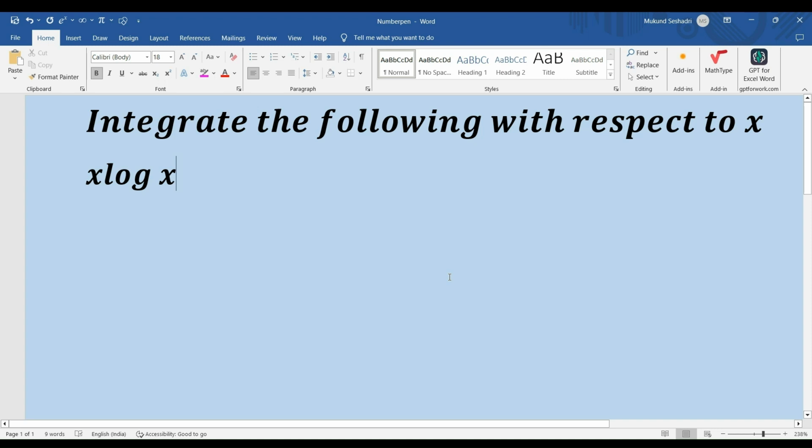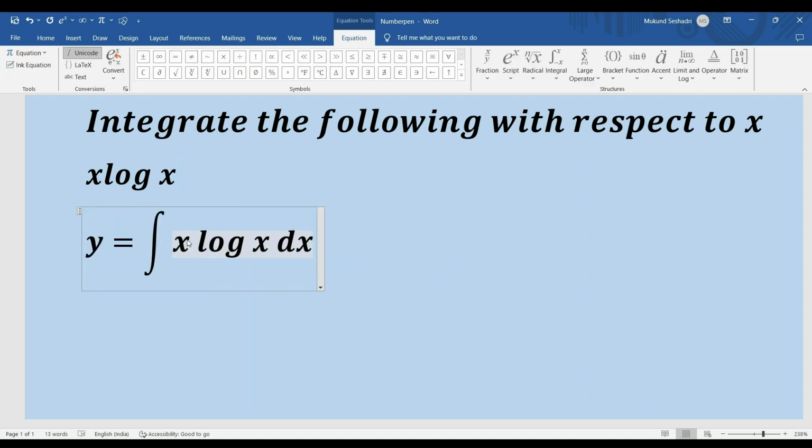So there we have the problem on the screen. Integrate the following with respect to x. We have x log x, right? So what we've been given is dy by dx, and we've been asked to find y. My y is nothing but the integral of the given expression. So let's write down our y using the integral symbol.